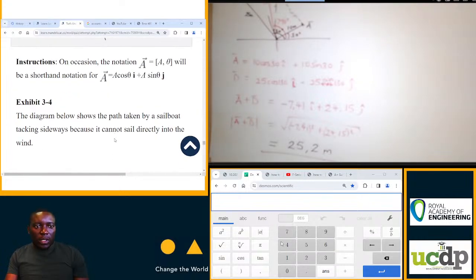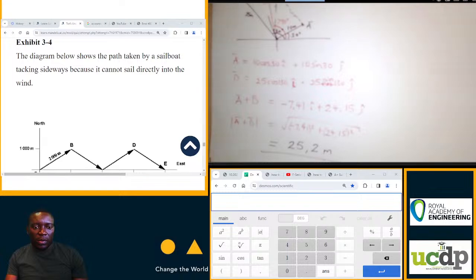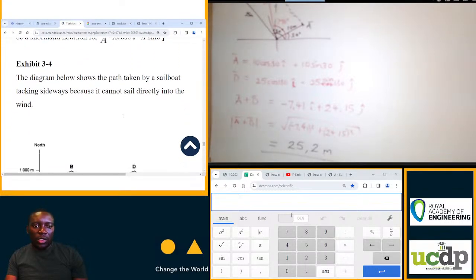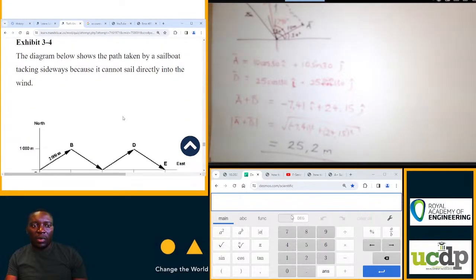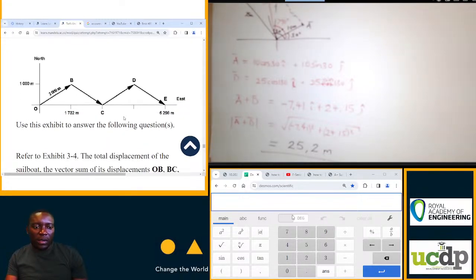So the next question is question number 14, which is also a simple one. The question reads: the diagram below shows the path taken by a sailboat tacking sideways because it cannot sail directly into the wind. Use this exhibit to answer the following questions.